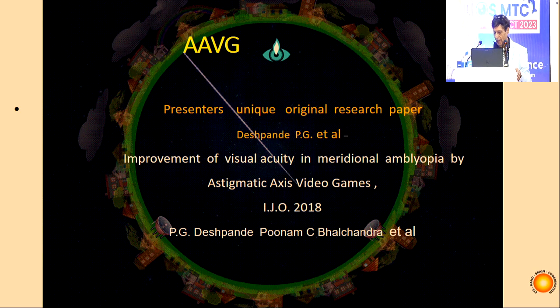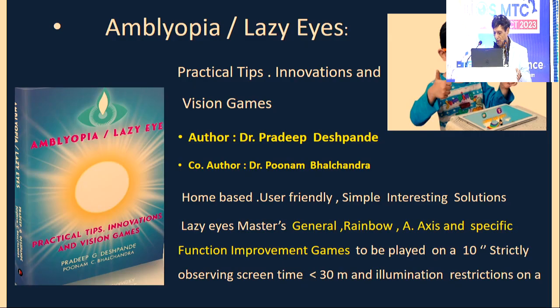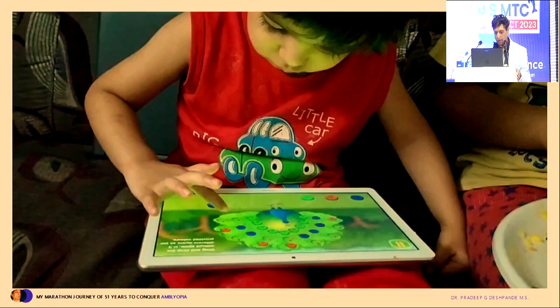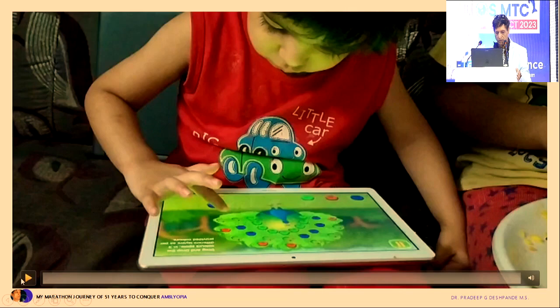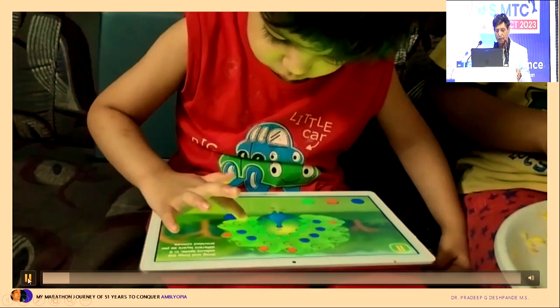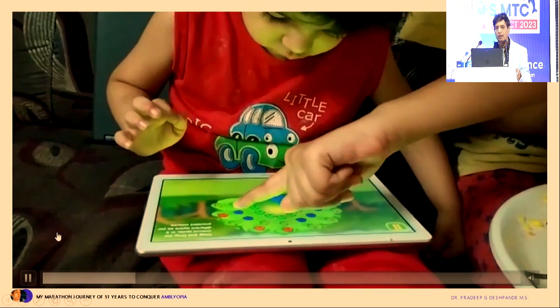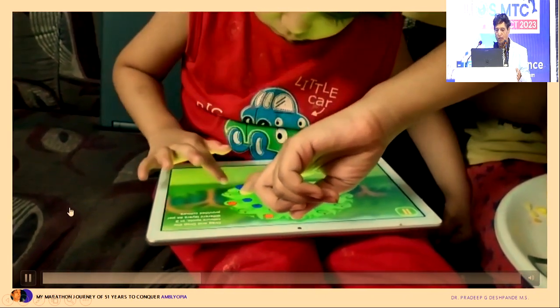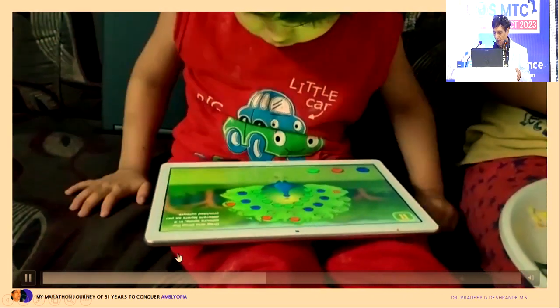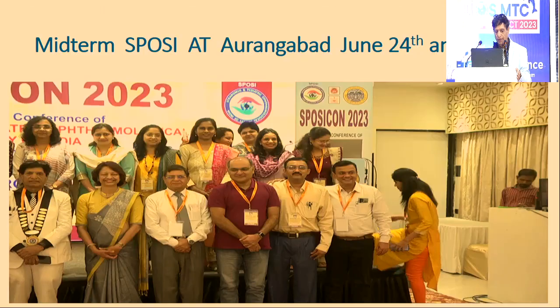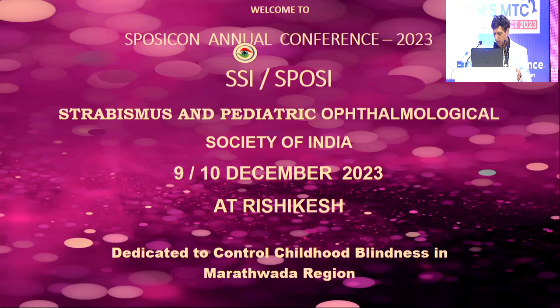Then there is one more action game, specially for meridional amblyopia, and children can easily play it. You can give a tab to children only after 2 years. Screen time should be given to babies only after 2 years, and that too only for 30 minutes with 60% illumination. Thank you very much.